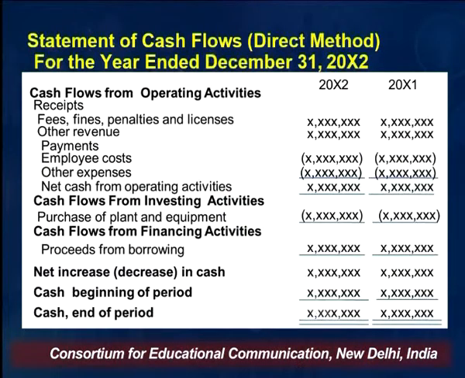And once you have classified all those cash transactions into three activities, that is operating activities, investing activities, and financing activities, you have to aggregate them. You will make some total of these net cash generated from or used in these activities, and you would report that this is my net increase or decrease in cash.